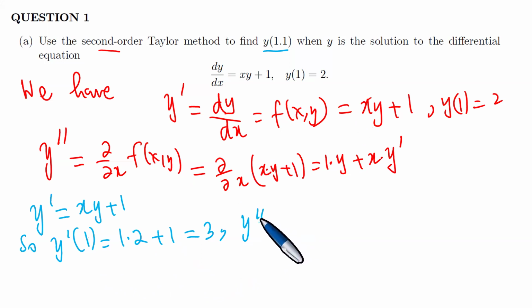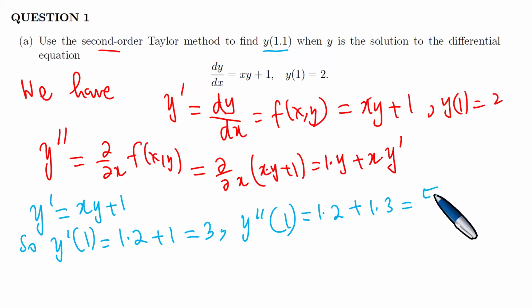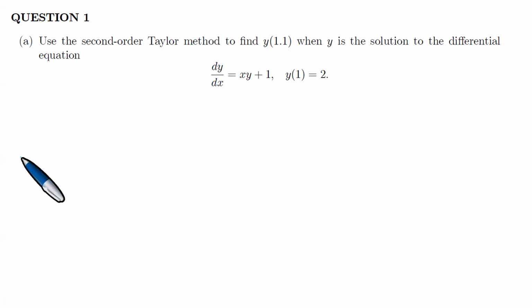Simultaneously, we want to evaluate y double prime at 1. The y double prime is this one: we have 1 times the y. What is the y? The y is 2. x is 1, and y prime at 1 is exactly 3. 2 plus 3 becomes 5. So we have got these particular constants, and therefore we are able to say the following.